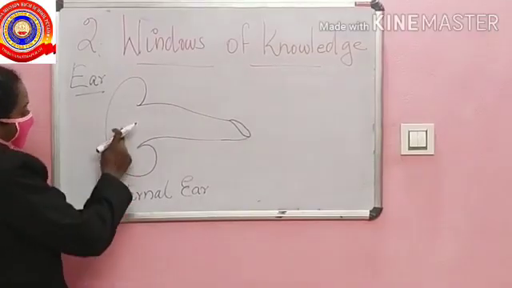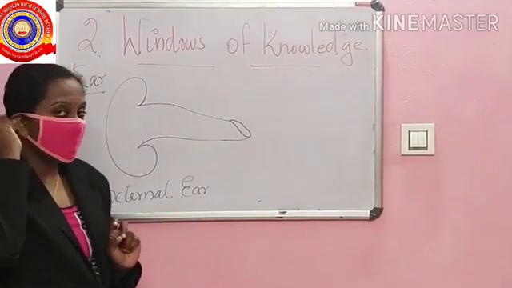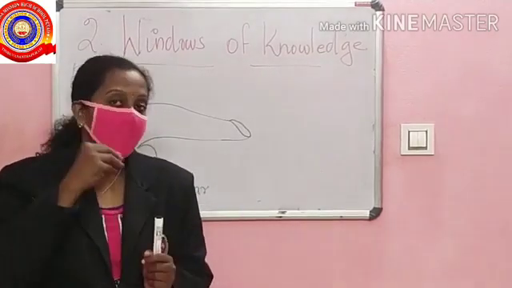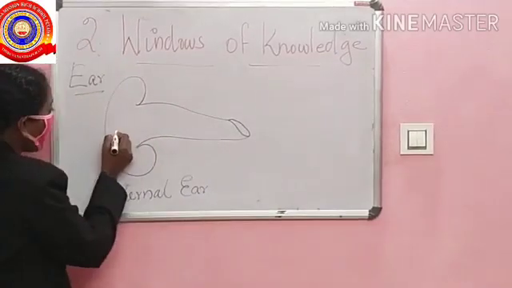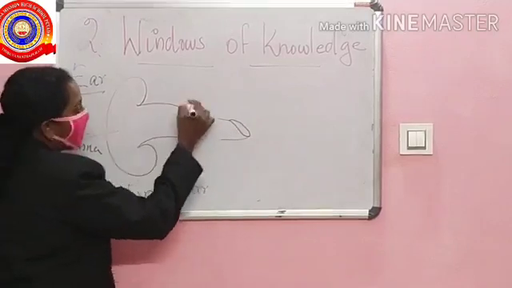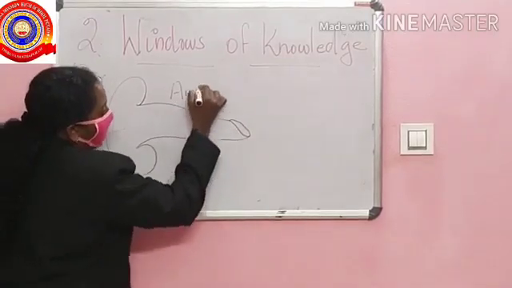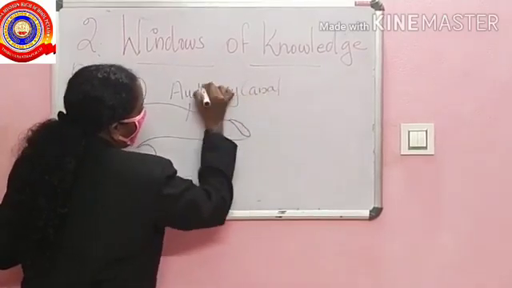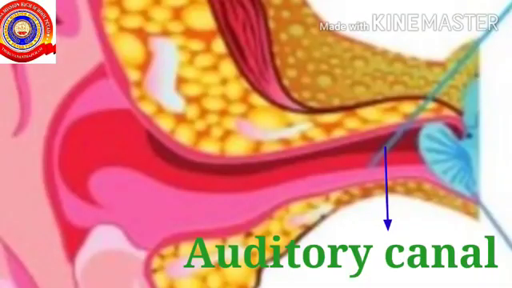External ear contains pinna, which is made up of cartilage, which means the soft bone. The function of pinna is it carries sound waves to the auditory canal. This is the auditory canal which carries sound waves to the tympanum. In the auditory canal, there contains small hairs and wax present inside the canal helps to prevent dust and foreign particles from entering into the ear.